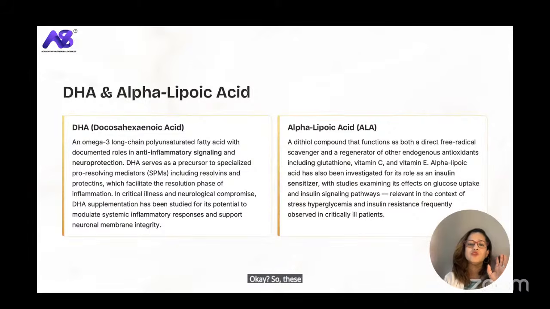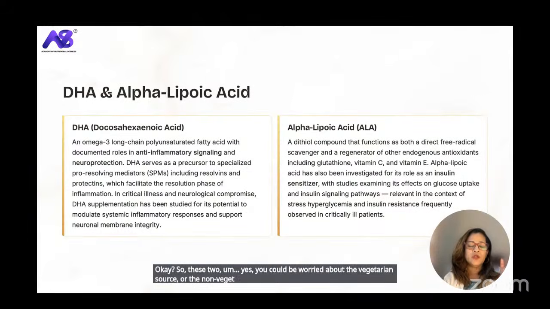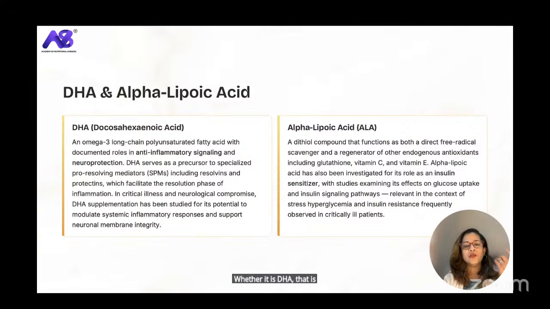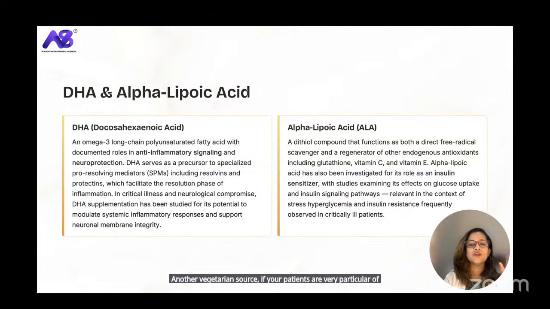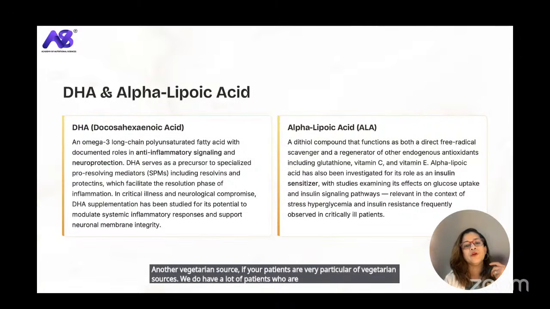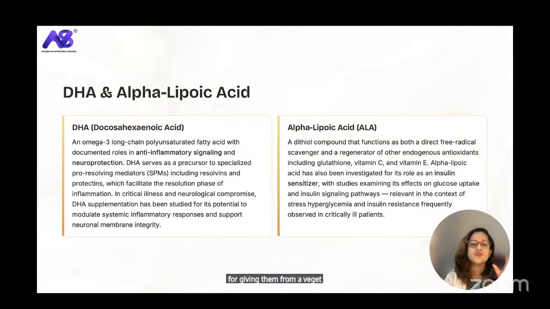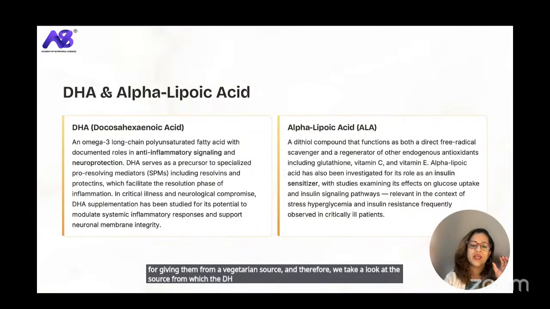Okay, so these two, yes, you could be worried about the vegetarian source or the non-vegetarian source. Take a look at where the source is coming from. Whether it is DHA, that is the omega-3 PUFA, or whether you're looking at it from the algae source or another vegetarian source. We do have a lot of patients who are particular about getting it from a vegetarian source, and therefore we take a look at the source from which the DHA and the ALA is coming.